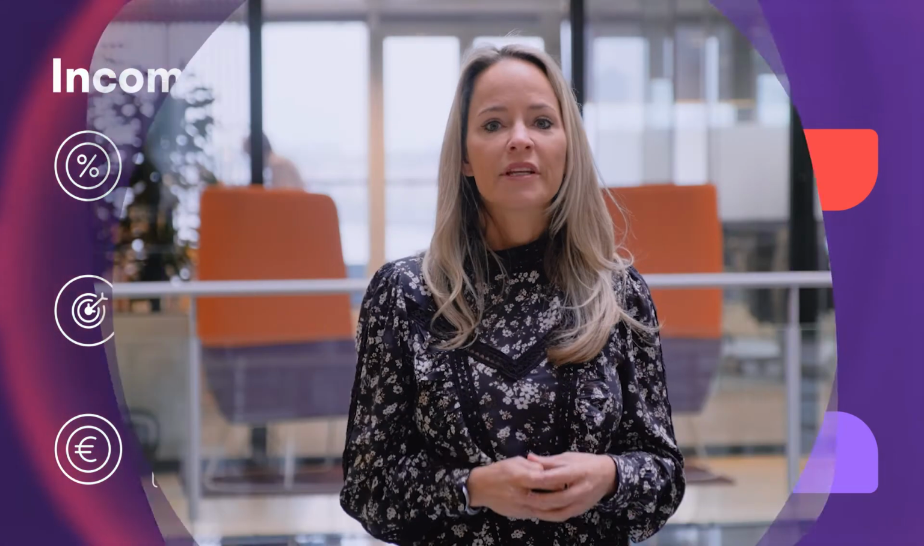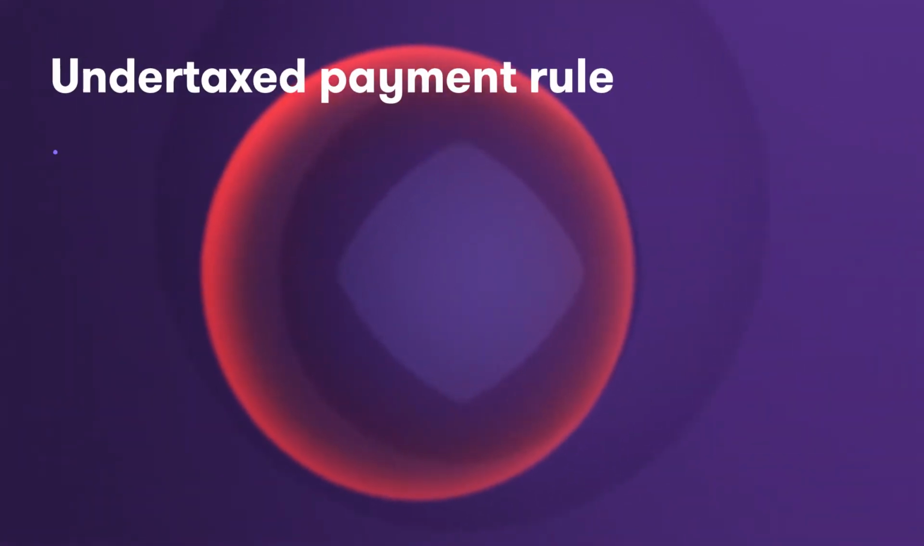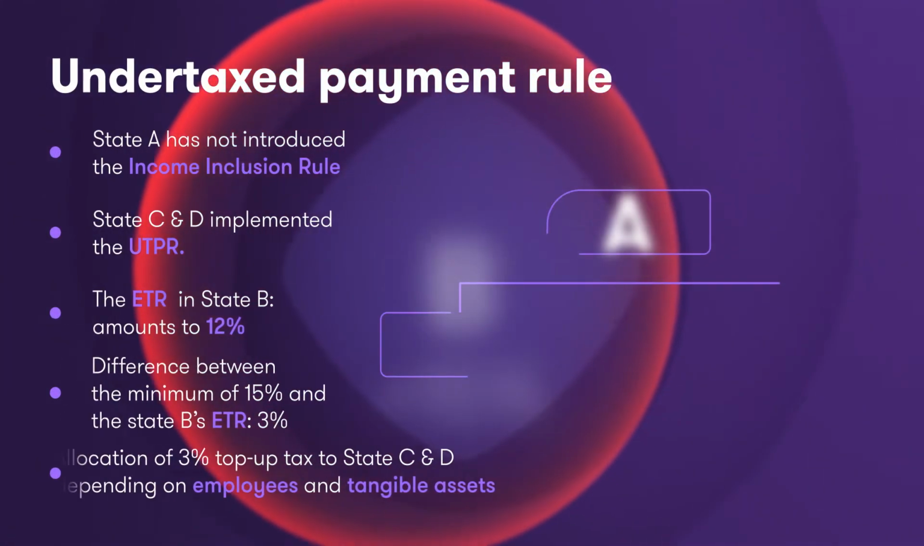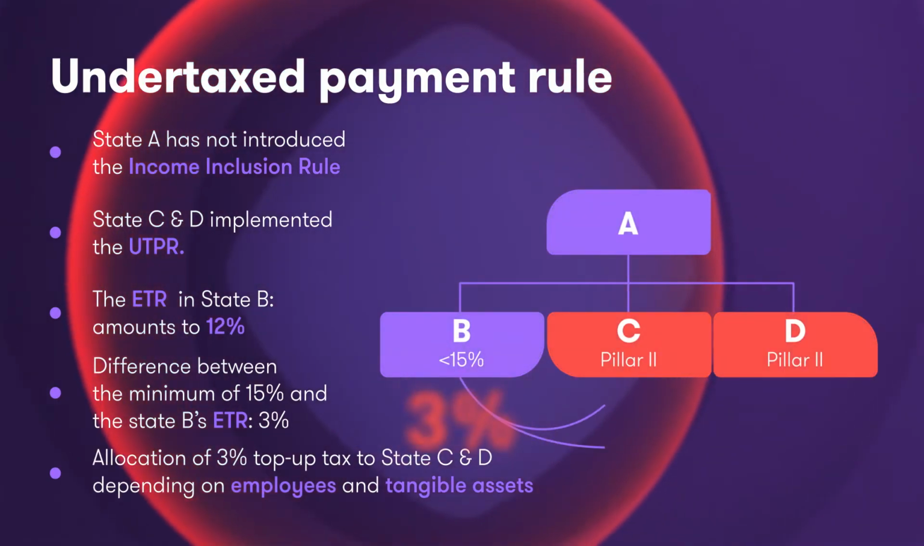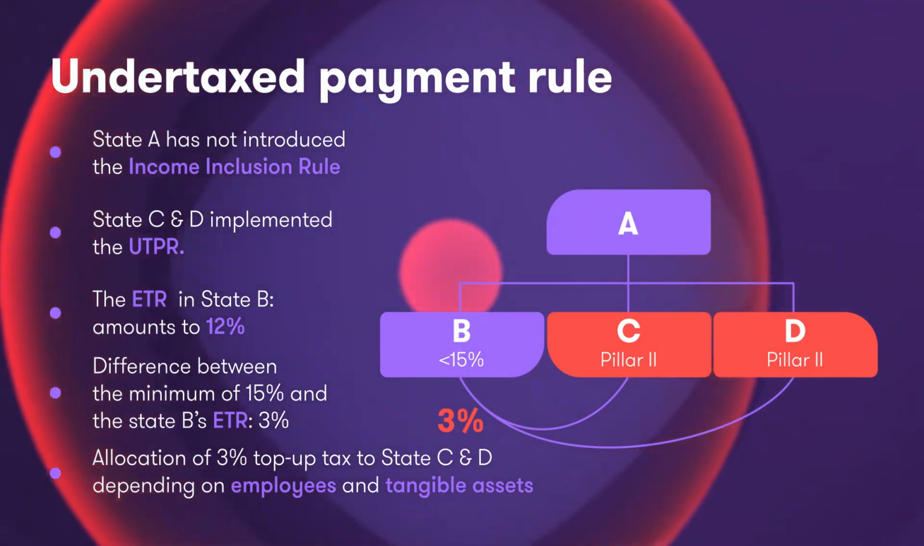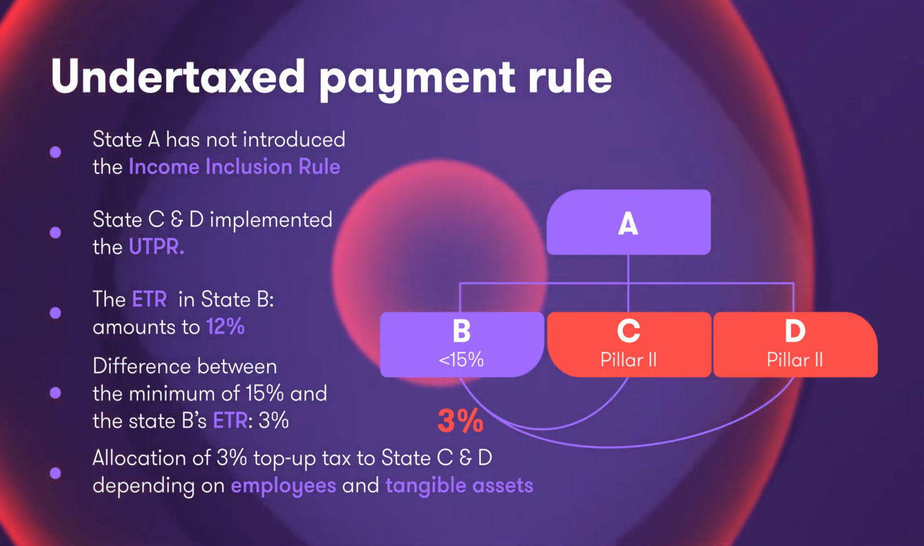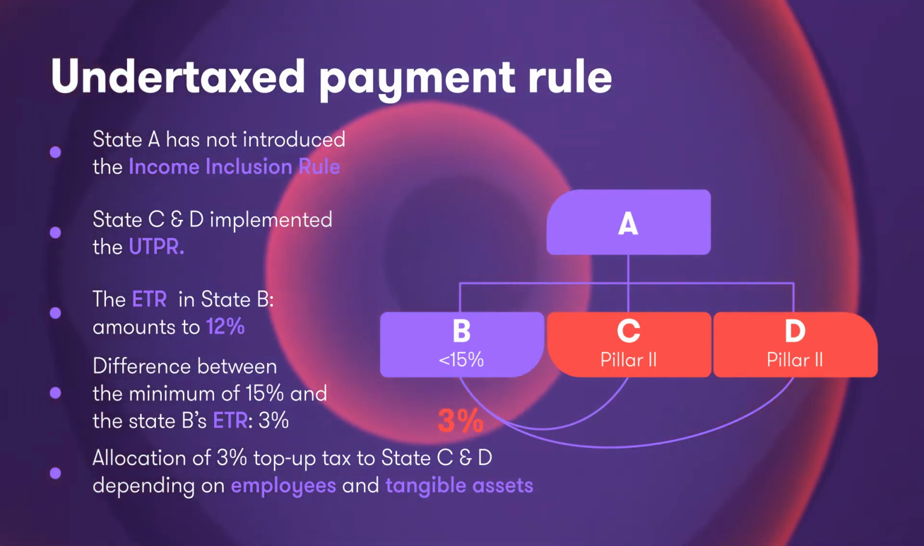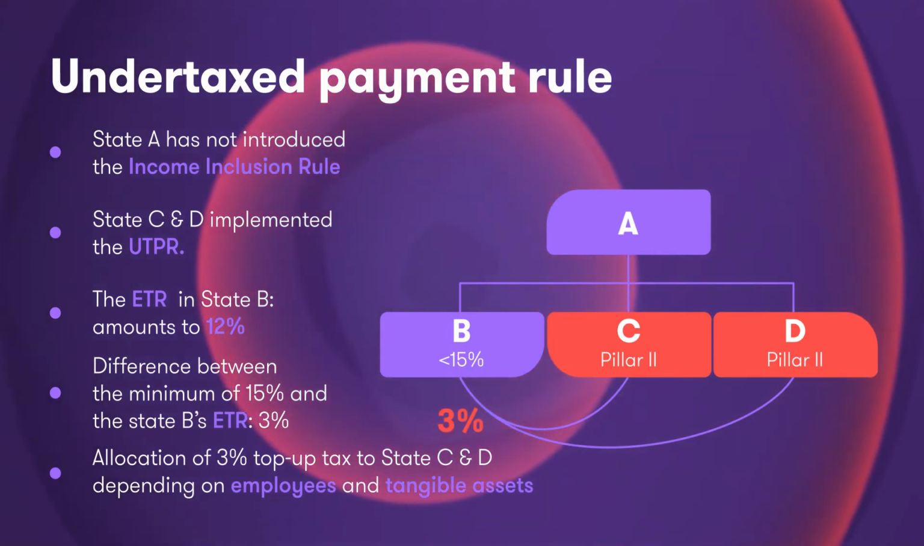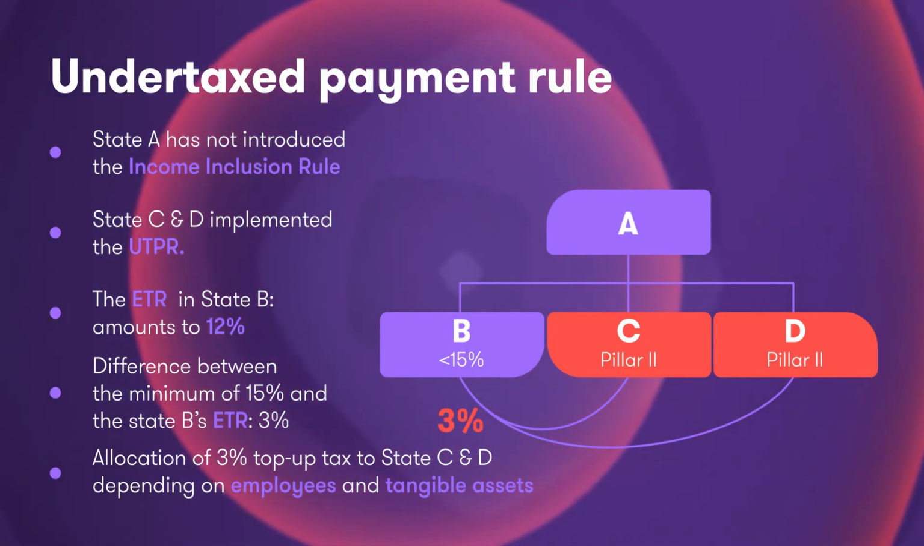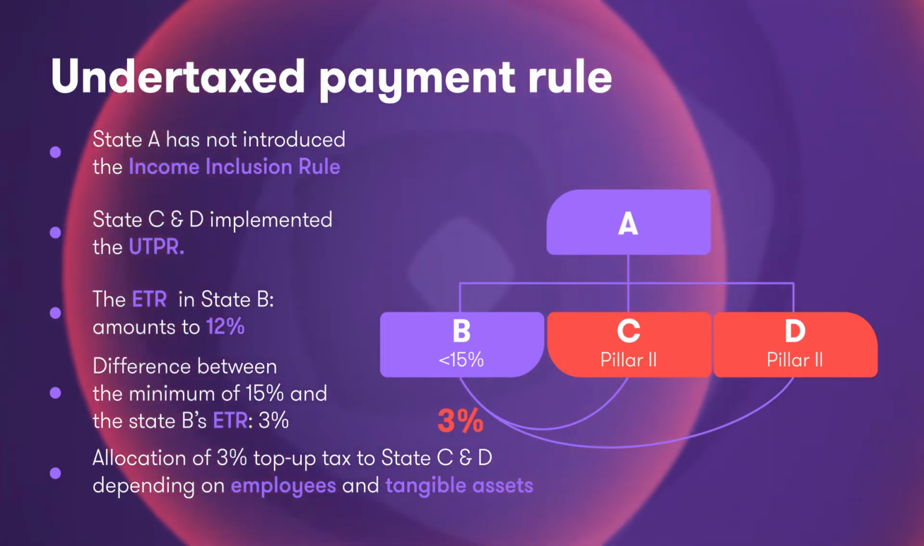But what happens if the ultimate parent company of a large multinational is located in a jurisdiction that has not implemented Pillar 2? Well, in that case, the undertax payment rule acts as a backup. This rule allocates the right to impose a top-up tax to the different jurisdictions in which subsidiaries are located and that have implemented Pillar 2. And this is done in accordance with 2 indicators, namely the number of employees and the number of tangible assets of the group in those jurisdictions.